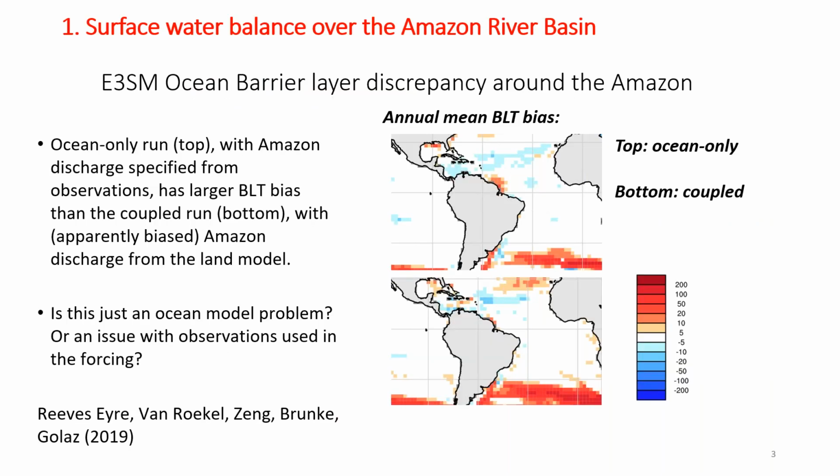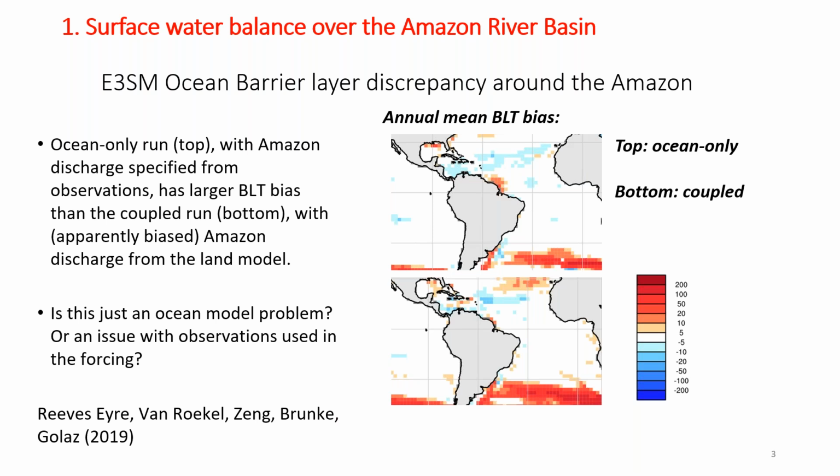The first topic is about the surface water balance over the Amazon River Basin. We picked the Amazon for tons of reasons, simply because it's important. For example, DOE launched the GoAmazon campaign a few years ago. And for us, there is additional motivation.